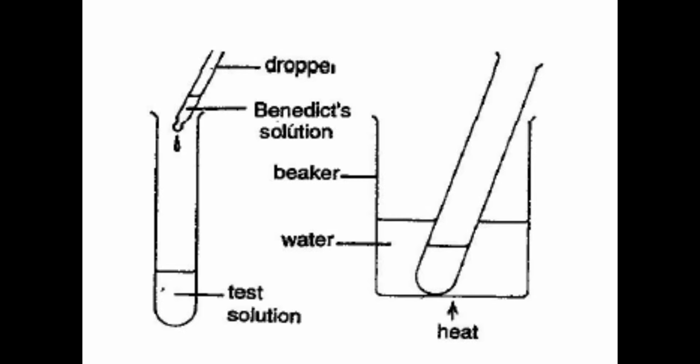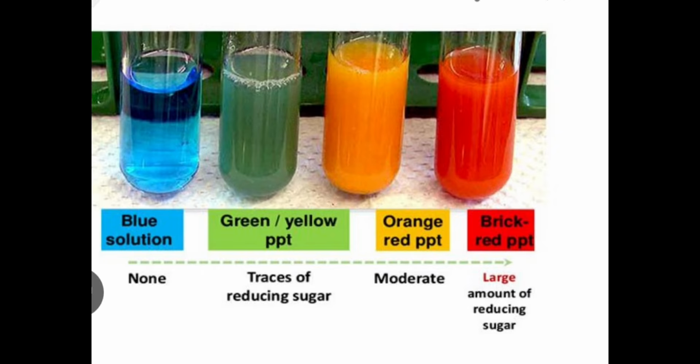Let us move on to the second objective. In the second objective, we want to look at how we test food for reducing sugars. Glucose, for example, is an example of a reducing sugar. We need to add Benedict's solution to about 5 cubic centimeters of food solution and heat gently in a water bath. So these are the colors that you are going to observe.